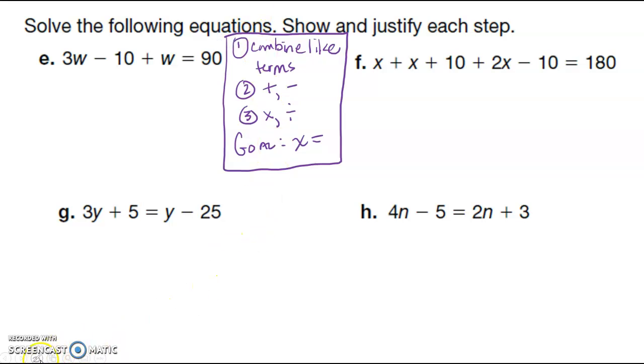Let me change my colors here. Okay, so the first thing, step one, is combine like terms, and I have this and this. So I know that 3 plus 1 is 4W minus 10 equals 90. And we've been doing these kind of problems for a while, so I know that my first step is to add or subtract. I'm trying to get rid of everything that's connected to W.